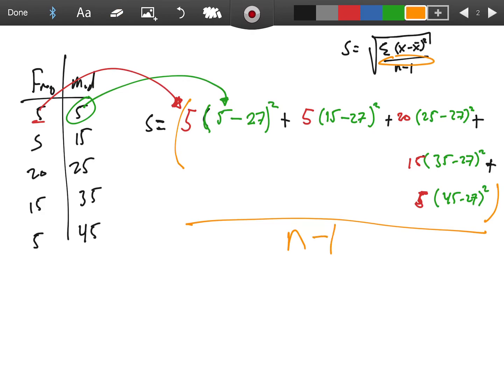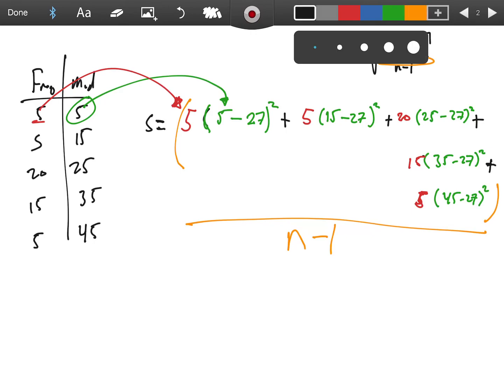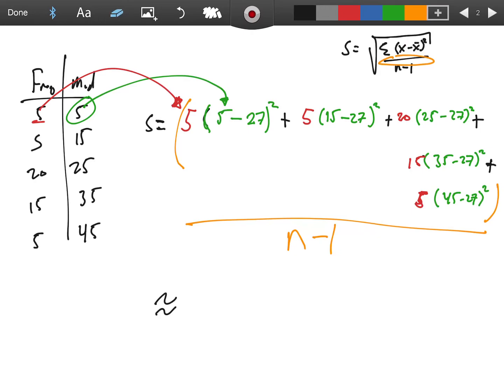I'm going to divide by n minus 1 here anyway, because I already know that this is an estimate, and this minus 1 is a way to correct for error. If you get your calculator out and run all those numbers, and by the way, the n here is 50, so you're dividing by 49, you're going to get 118.3673.